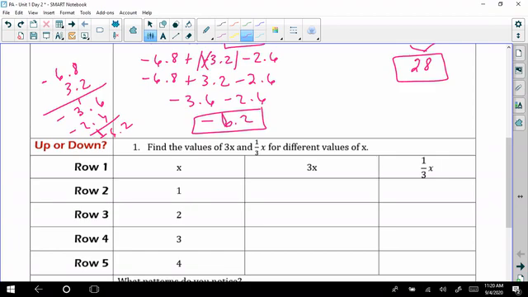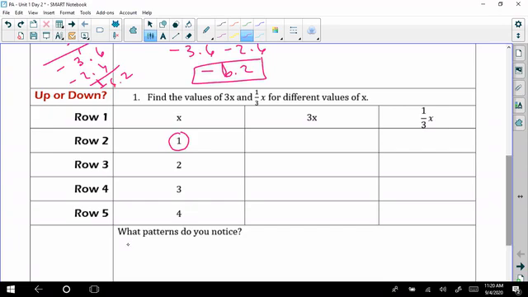All right, so now we're going to do a little up and down. So up and down, and you're going to substitute in values. So if I have 3x and then I have 1/3 x, here's my x value. You're going to plug in a 1, then a 2, then a 3, then a 4. And what I want you to do is find what patterns you notice. And on the Pear Deck, you're going to be entering in the information, and you're also going to be answering that question. So to start with, I'm going to just plug in a 3 and then a 1, which gives me 3, because 3 times 1 is 3. And then I'm going to do 3 times 2, and 3 times 2 is 6.